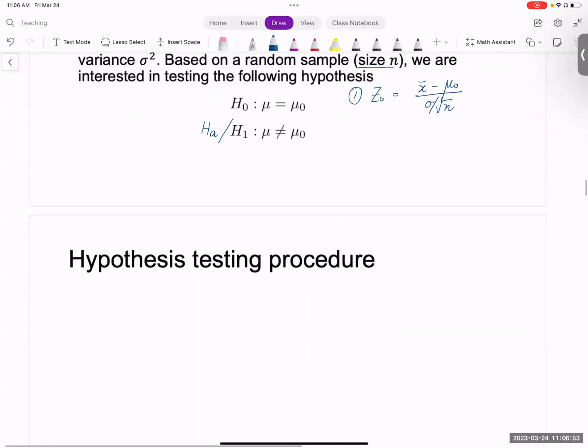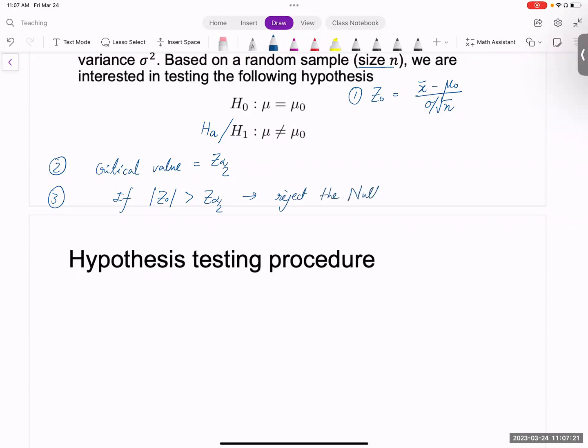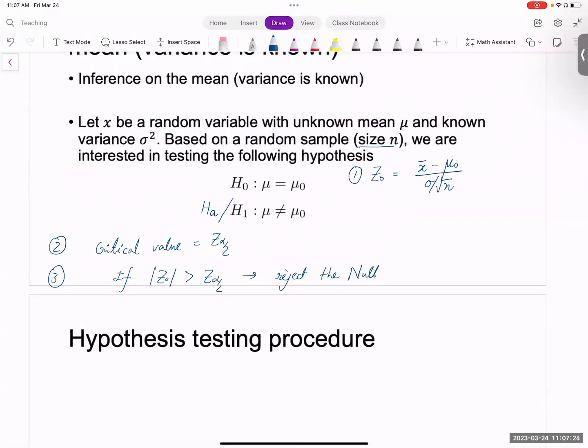And number two, you would compute the critical value, which is equal to z alpha over 2. And then finally, if z0, or absolute value of z0, is greater than z alpha over 2, then you reject the null. And this gives you a general procedure for conducting hypothesis testing.